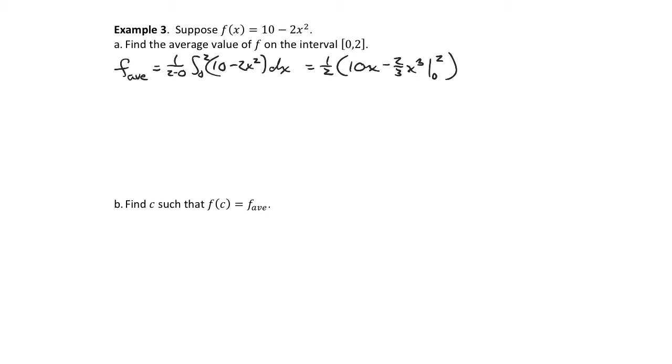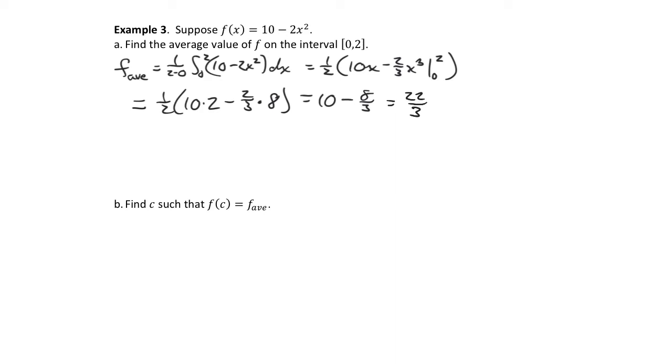And what does that become? Well, when x is equal to 2, we get 1/2 of 10 times 2 minus 2/3 of, I'm going to go ahead and compute it, 2 cubed is equal to 8. And then when x is equal to 0, 10 times 0 is 0, 0 cubed is 0, so we're done there. So if I multiply through here, we'll end up with 10 minus, I'm just doing a little cheating, 8/3. 10 is equal to 30/3, so we end up with 22 over 3.